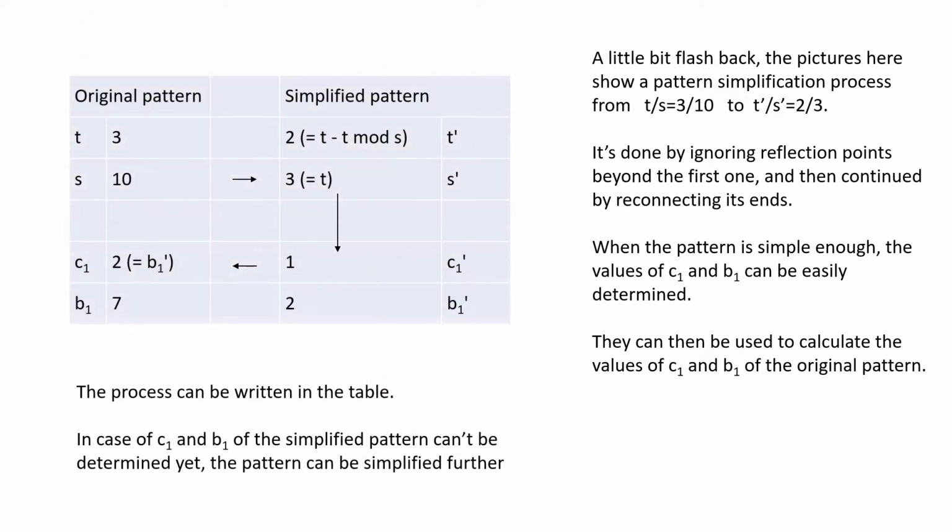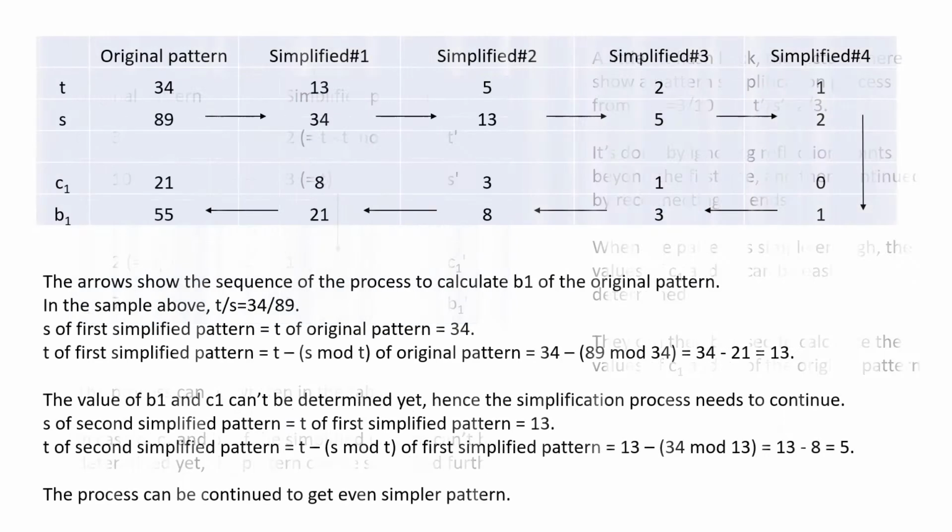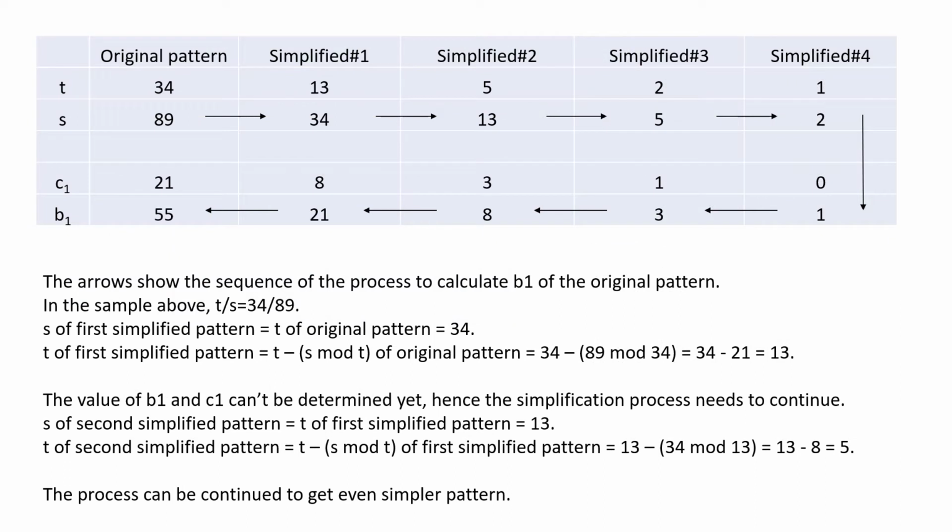The process can be written in the table. In case C1 and B1 of the simplified pattern can't be determined yet, the pattern can be simplified further. The arrows show the sequence of the process to calculate B1 of the original pattern.